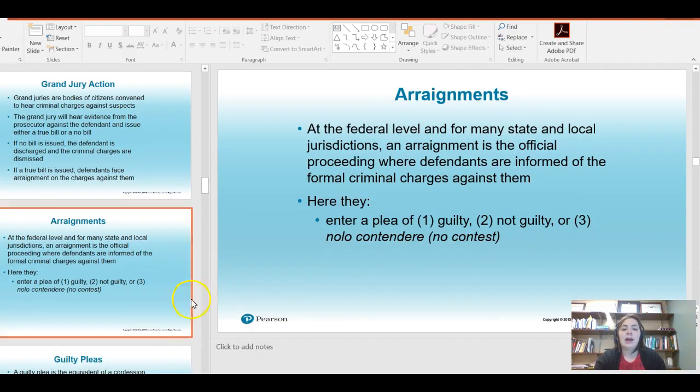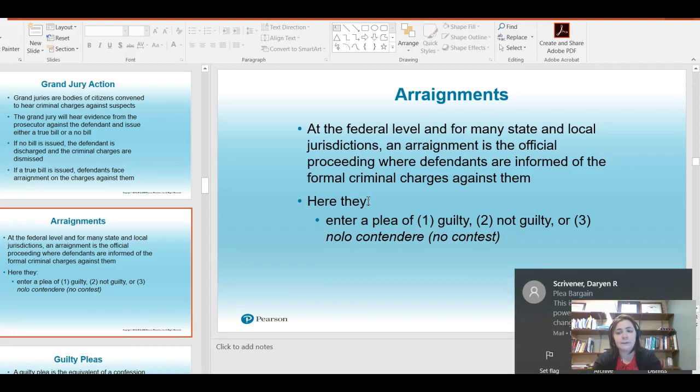Okay. At the arraignment, the defendant is informed of all the charges against them, the possible punishments, and then they enter a plea of guilty, not guilty, or no contest, nolo contendere. Nolo contendere is usually reserved for situations where the defendant might face some civil liability from their actions and they want to protest that civil action. So it still ends the criminal case, but they are not actually entering a guilty plea.